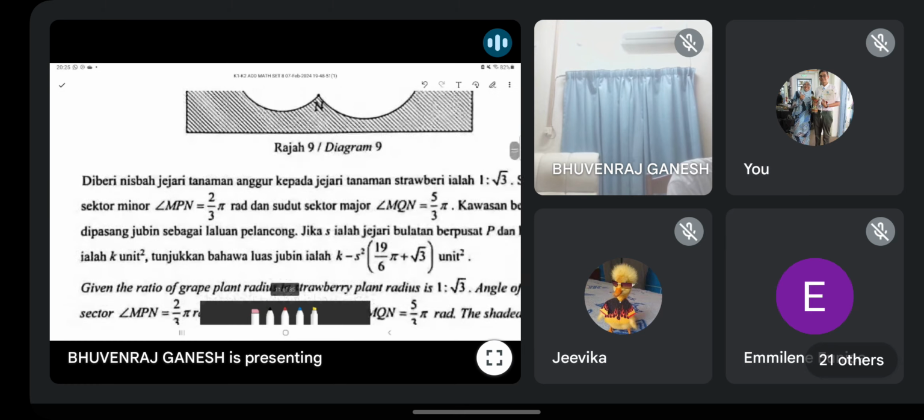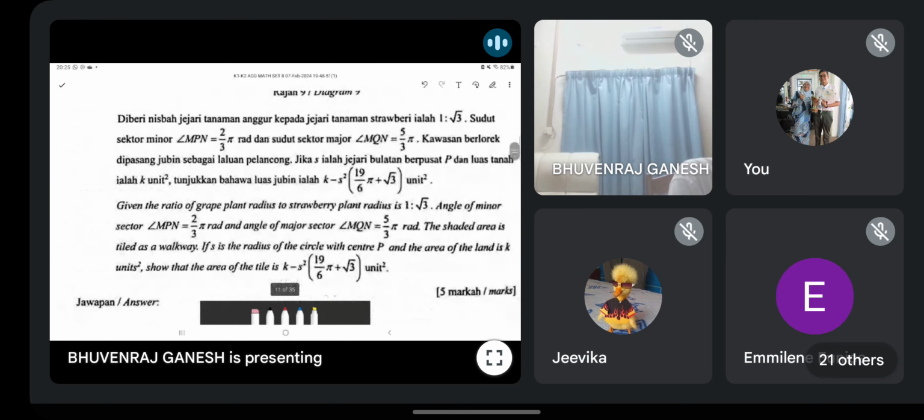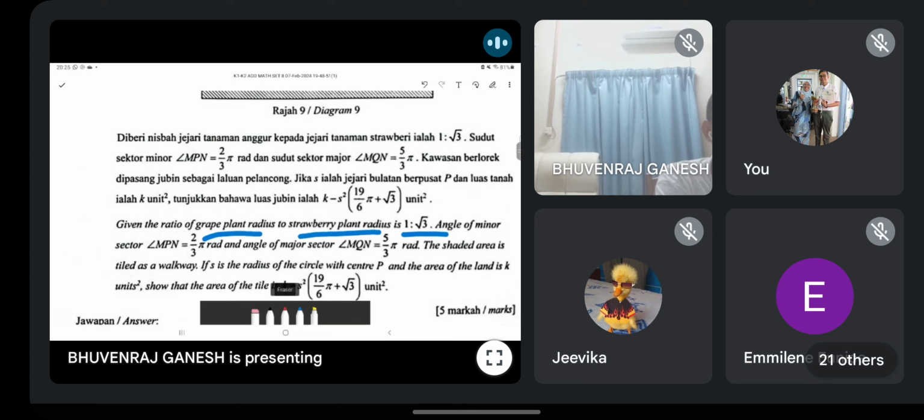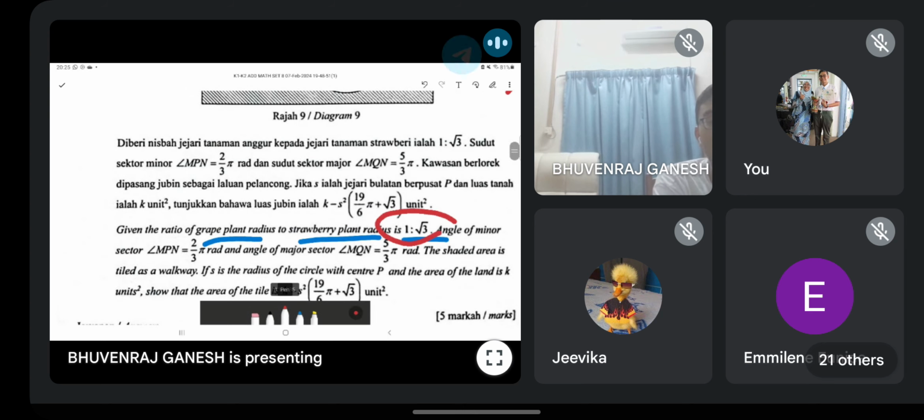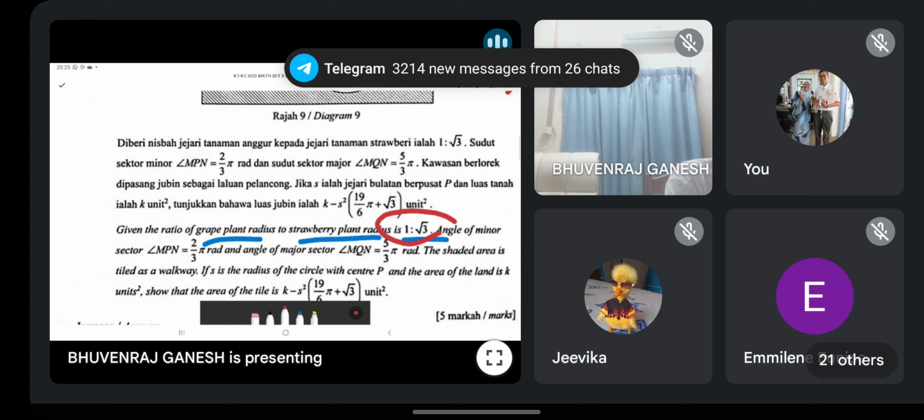Okay, so we start with the question. So now the ratio of plant radius to strawberry radius. Never mind. Okay, so grape plant radius to strawberry plant radius is 1:3. Okay, so guys, ini nisbah sangat penting. Okay, very important ratio. You will use it later.